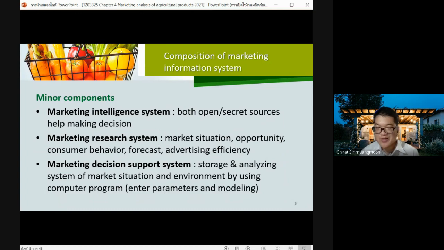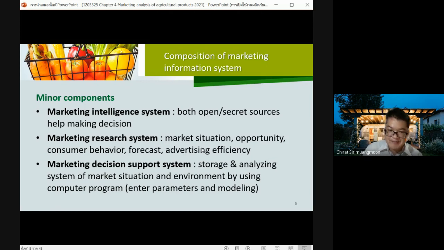Like you enter some parameters, for example, what is the economic trend today, this year, and what we should predict for next year. Then you enter some parameters into the computer program, and the program will predict it, like model it. So see what will happen. So if you want to just increase the price, what will affect the sales, like this one.